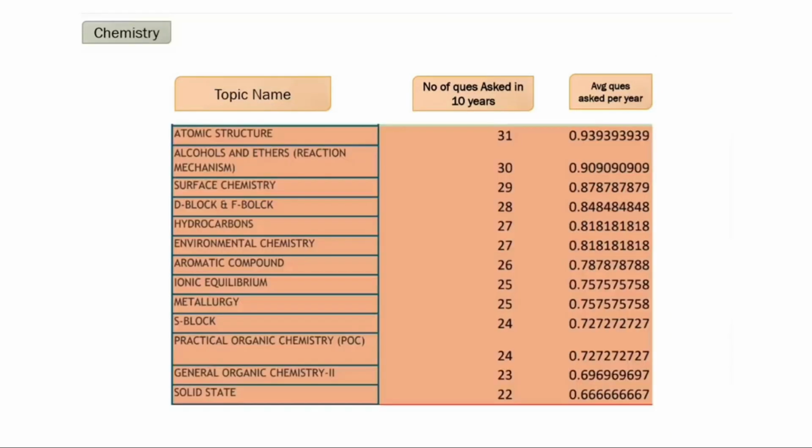Coming to the orange zone for chemistry: atomic structure, you may get one question. Alcohols and ethers, you may get one question. Surface chemistry, D block and F block, hydrocarbons, environmental chemistry, aromatic compounds, ionic equilibrium, metallurgy, S block, practical organic chemistry, general organic chemistry part 2 and solid state. In these chapters, select those you feel comfortable with.